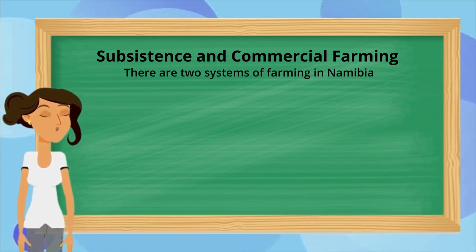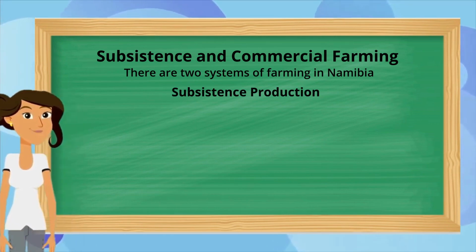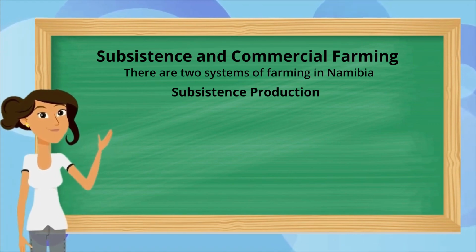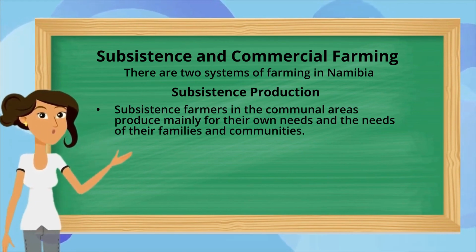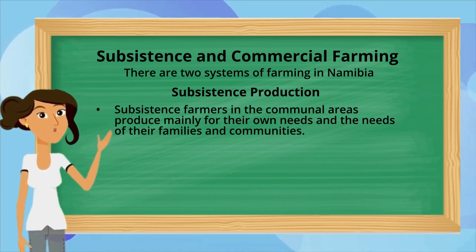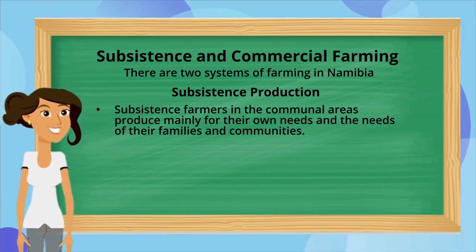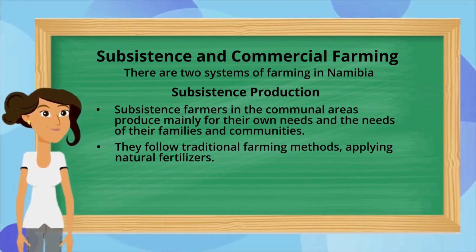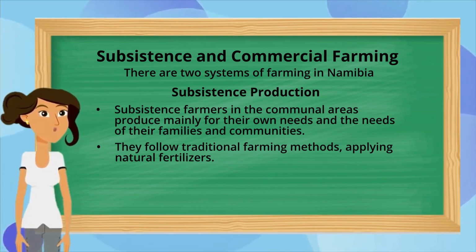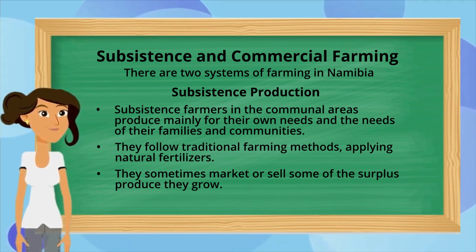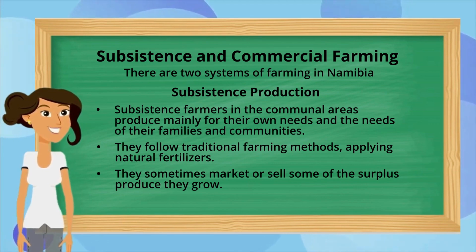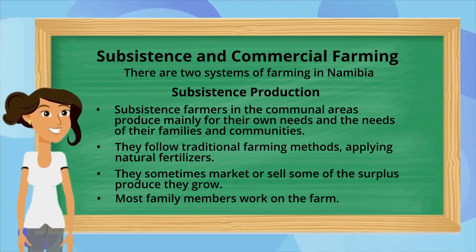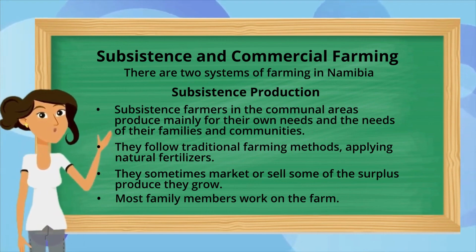There are two systems of farming in Namibia, namely subsistence and commercial farming. Let's take a look at subsistence farming for a start. Subsistence farmers in the communal areas produce mainly for their own needs and the needs of their families, and also for the community. They follow traditional farming methods, applying natural fertilizers. They sometimes market or sell some of the surplus produce they grow. Most family members work on the farm. They help each other to get the work done quickly.